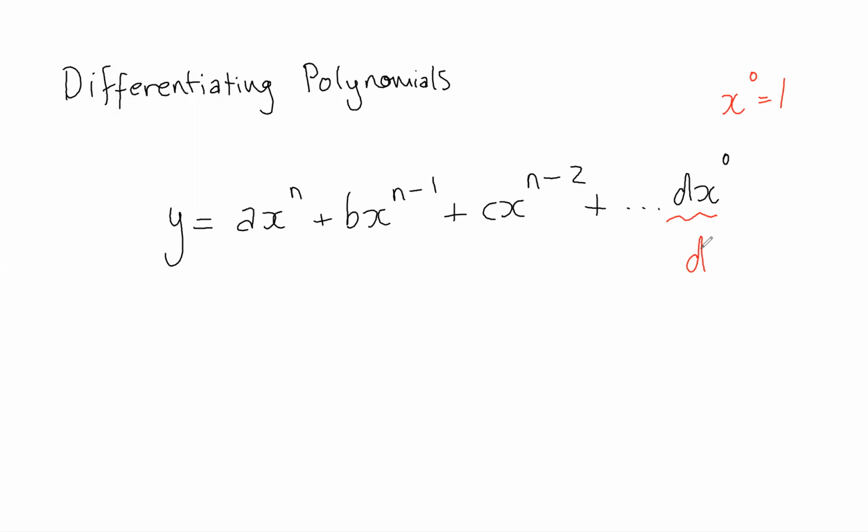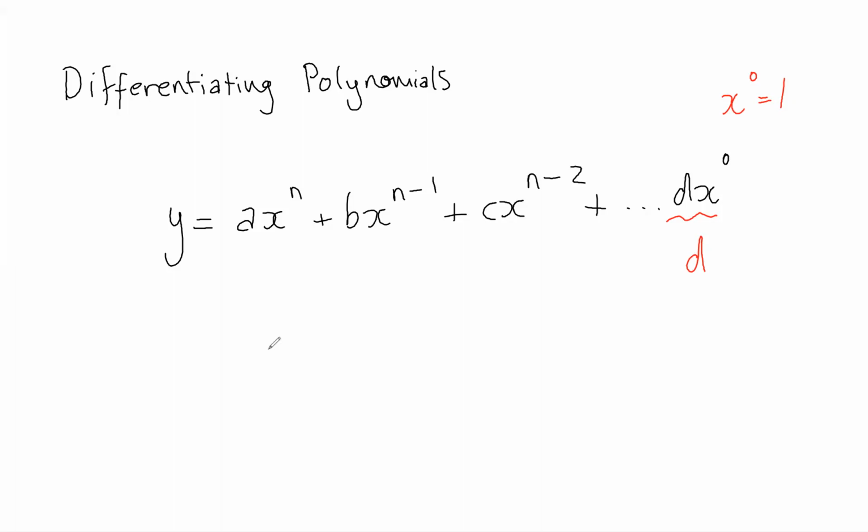Anyway, so the rule dy by dx, okay, you bring n down in front. So it becomes n ax to the power of n minus 1. You take 1 away from the indice. Actually, let me do this easier. Okay, so that's what a polynomial is. But let's do an example.